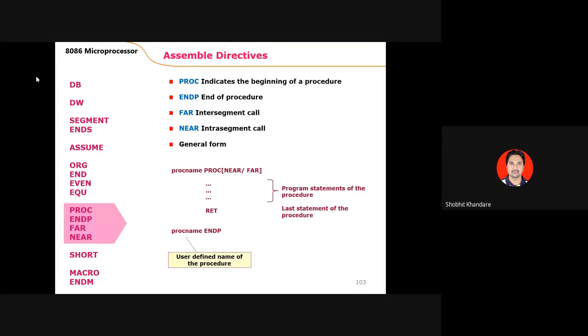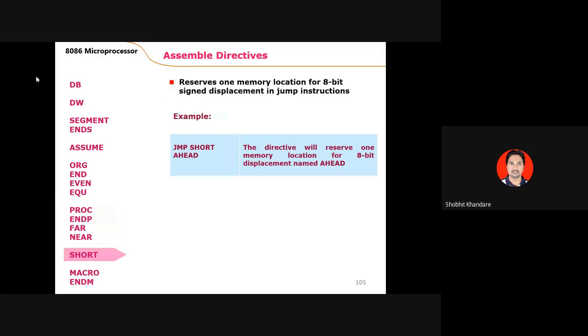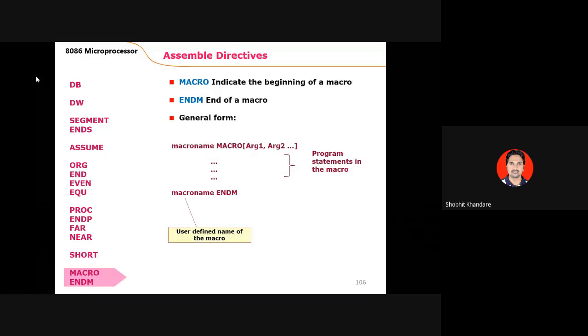You can go through this. If you have questions, you can ask me next time. Okay, these are the examples. Short jump, this is also one of the things. MACRO and ENDM. In your syllabus, you do not have procedures and macros. Okay, so we will not go through the procedures and the macros, but if you are interested, you can go through this. If you want to end a procedure, it is ENDP, and to end a macro, it is ENDM.